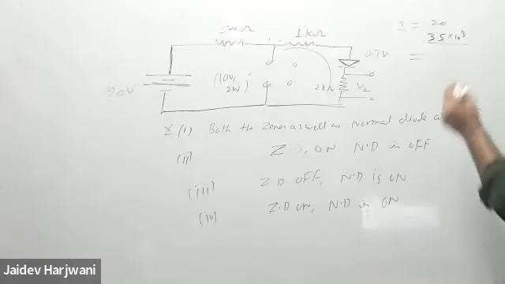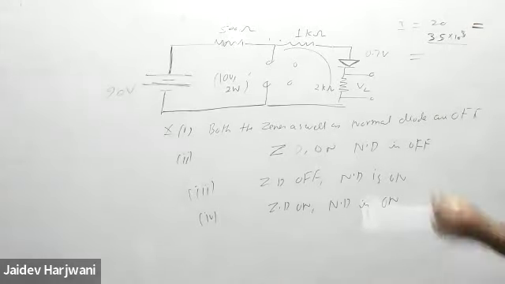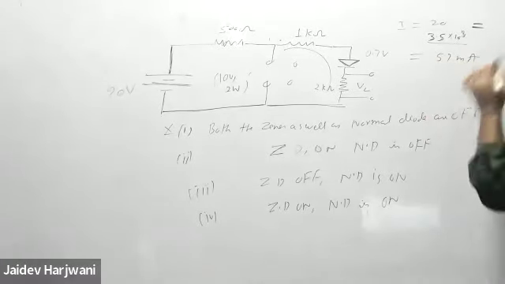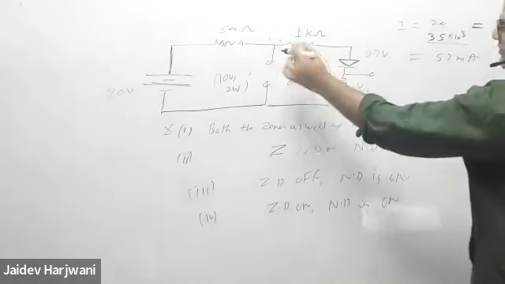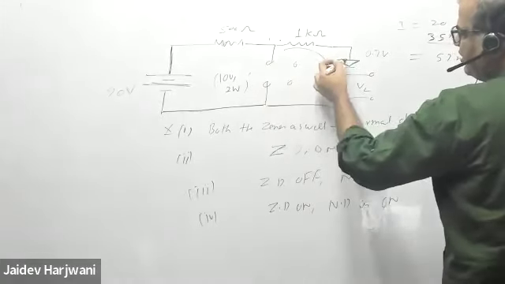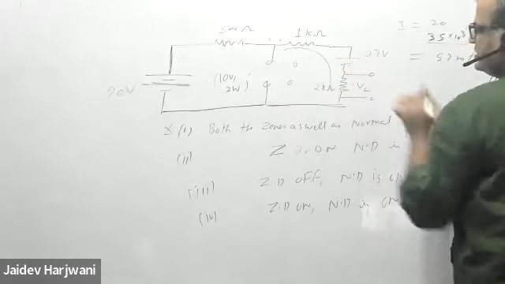20 divided by 3.5, how much will come? 5.7. Very good, 5.7 milliamps. Now this is 5.7 milliamps. Now this one is off, and I'm saying this one is on. So now I can replace this by a battery of 0.7 volt.